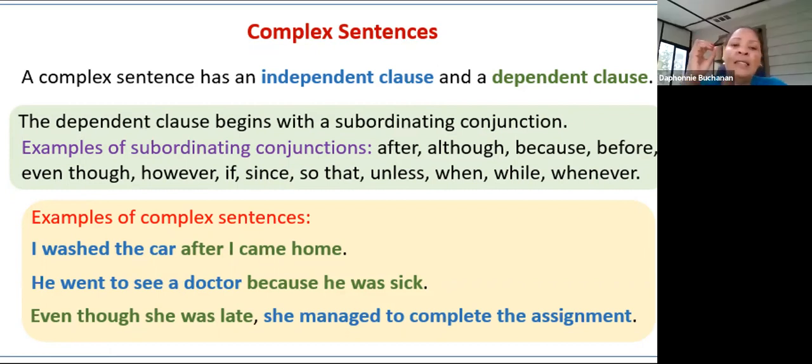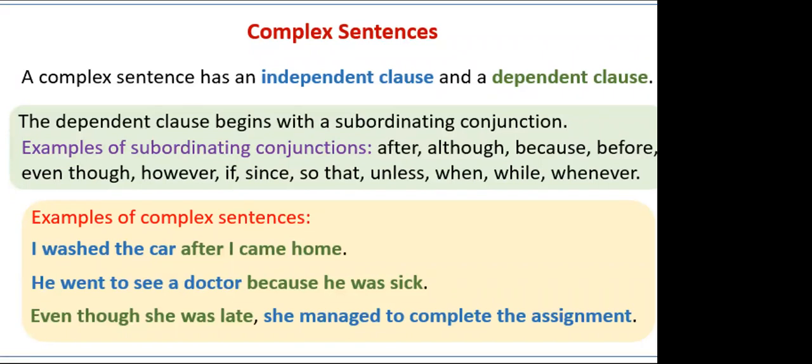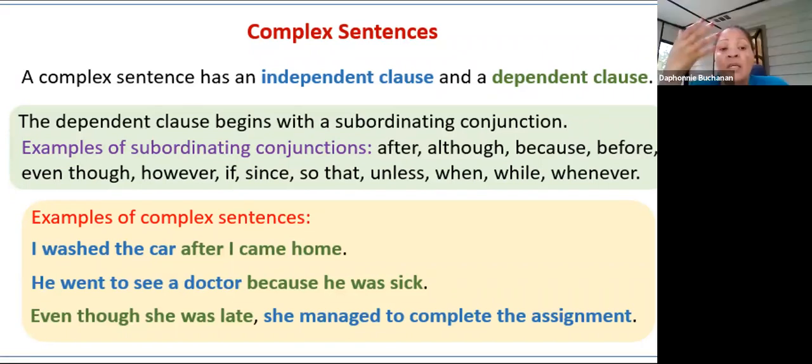the dependent clause is "after I came home." Because "I came home" is not an independent thought. "I washed the car" is an independent clause, and it's a complete thought. I washed the car. That can stand alone. I came home, it can't. So, I washed the car after I came home. We use that conjunction to make that dependent clause fit better.